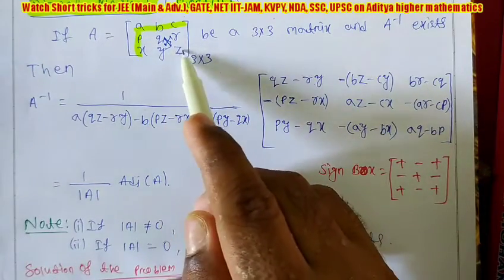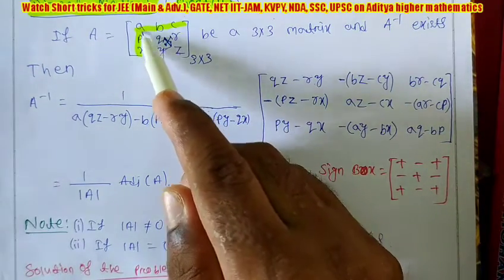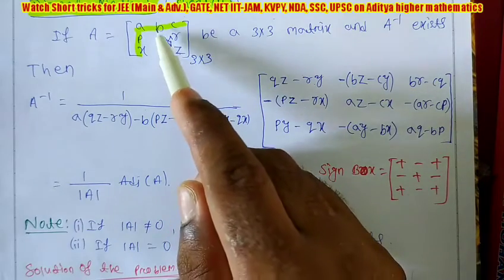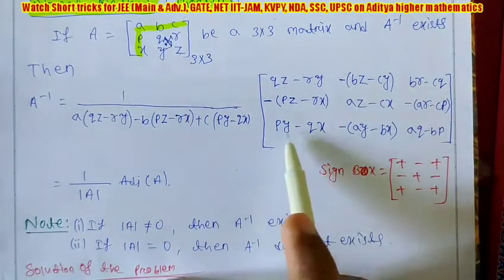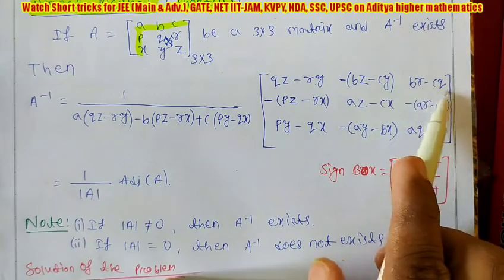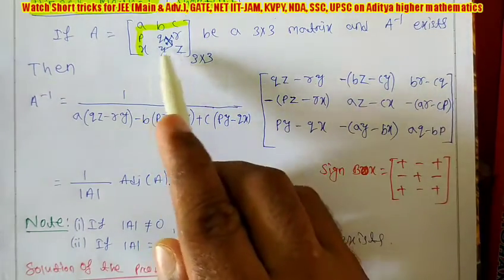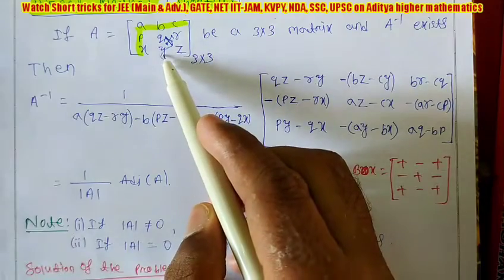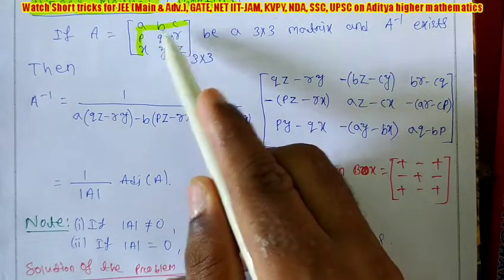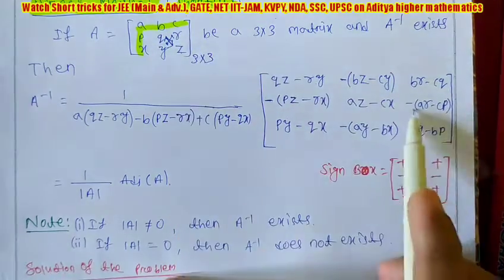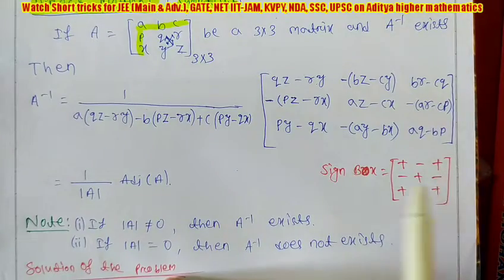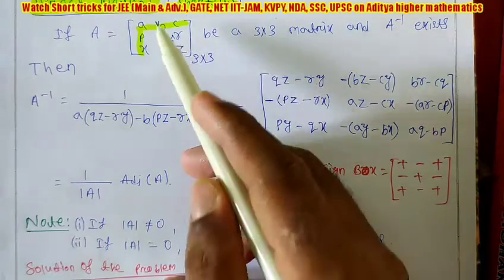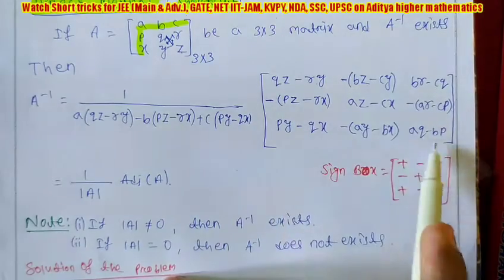Next, for the third row, when you are finding for X, delete the first column and third row. What remains? Br minus Cq. Use column wise: when you are computing about the third row, write in the third column. Next, for Y, Ar minus Pc or Cp, sign is negative. Then the last element Z, Aq minus Bp, sign is plus.